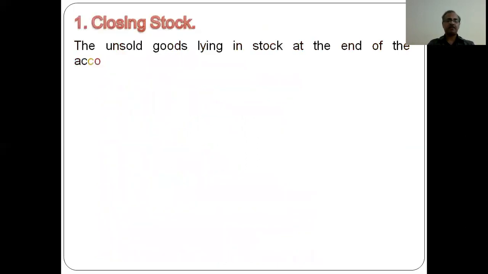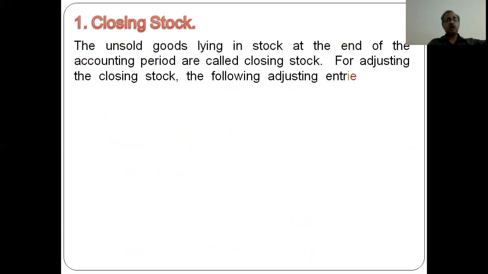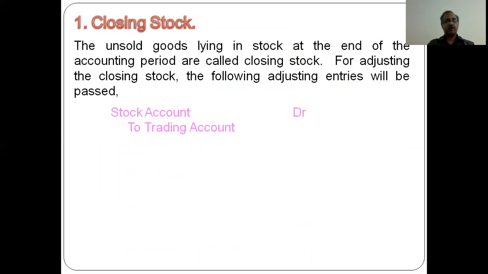First one is closing stock. What is closing stock? The unsold goods lying in stock at the end of the accounting period are called closing stock. For adjusting the closing stock, the following adjustment entry will be passed. Closing stock account debit to trading account. So closing stock means those goods lying in store at the end of the accounting period.